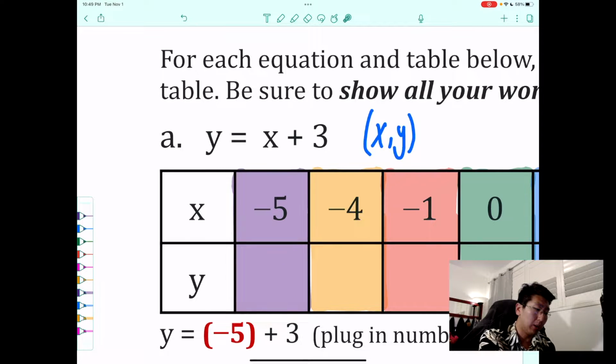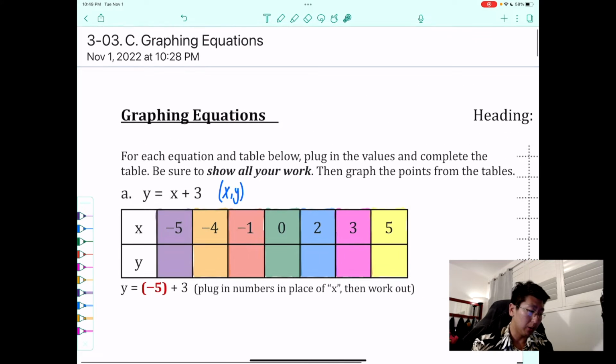We're given an equation, y equals x plus 3, y equals x, whatever our x value is, plus 3. This is how we're going to solve what y is, and then we're going to plot it. We're going to graph it. And that's how we graph equations. The instructions are: plug in the values and complete the table. Be sure to show your work. Then graph the points from the table.